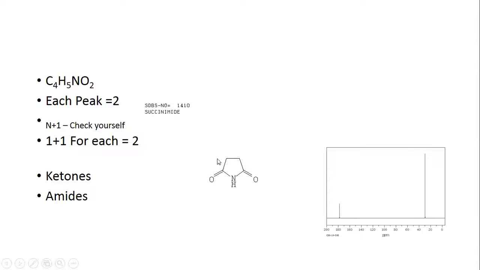When we add all of this together, we get this molecule, which is our succinamide, and we have our symmetry, we have 2 ketones, we have an amide, we have 2 zones of carbon and 2 zones of hydrogen, and that's our molecule.